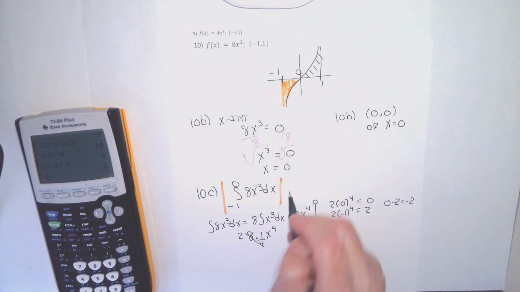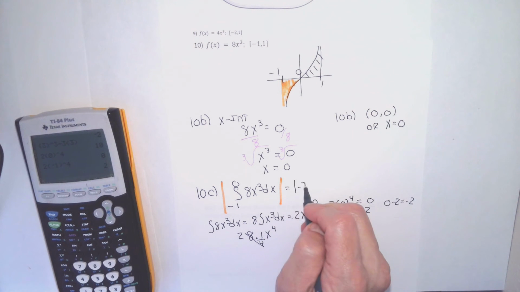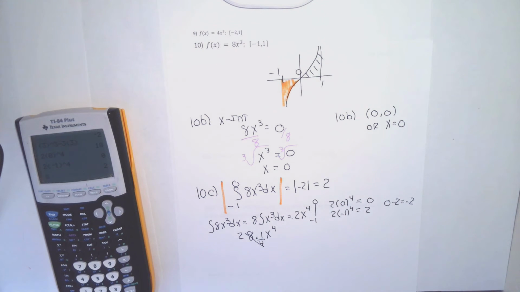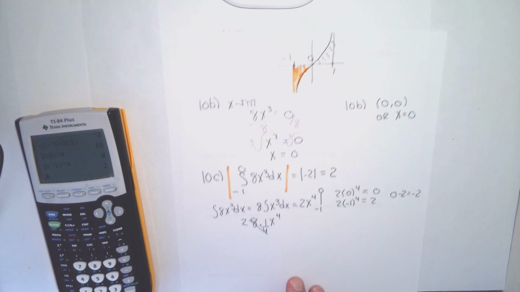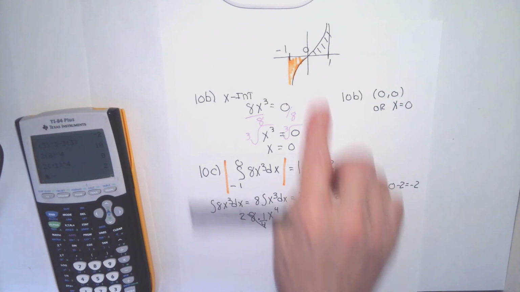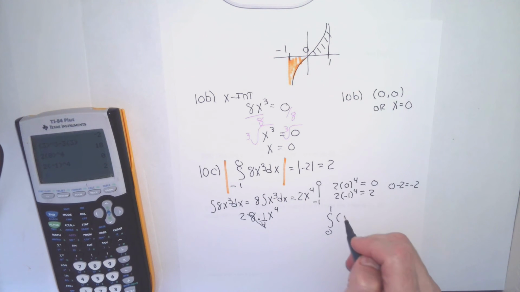That area as a definite integral is -2. Because I'm doing the gross area, I'm going to make it into a positive 2. That's half the area that I need made positive. Now let me do the second half. The second half is just going to be the region between 0 and 1 of the same function, 8x cubed dx.